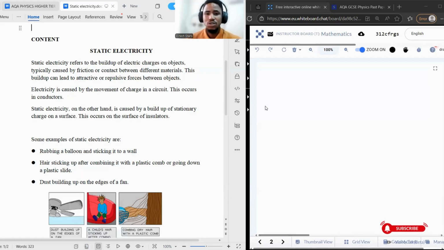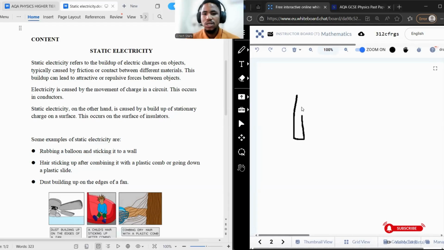So what is an insulator and a conductor? Insulators are materials that don't conduct electricity, that don't allow the flow of charge, which is electric charge. While conductors are materials that can conduct electricity, that allow the free flow of charges. Static electricity, on the other hand, is caused by buildup of stationary charge on a surface. This occurs on the surface of insulators.